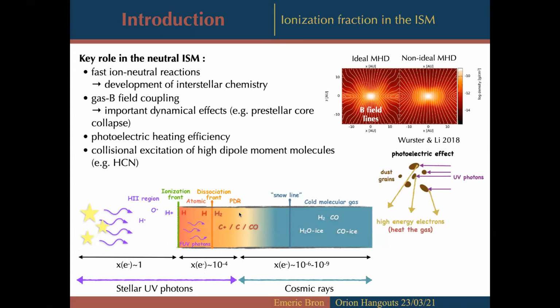And then, as UV photons are extinguished, the ionization fraction will decrease until you reach very low values that are maintained by ionization by cosmic rays in the cold, dense core parts of the cloud, where observations have shown that you have values between 10^-6 and 10^-9. So now the question is, how can we estimate this physical parameter in our observation of a GMC?